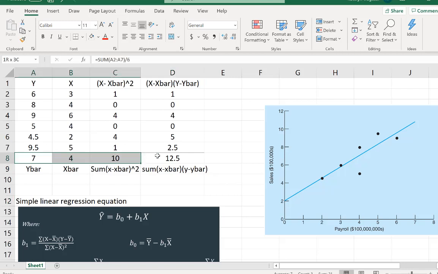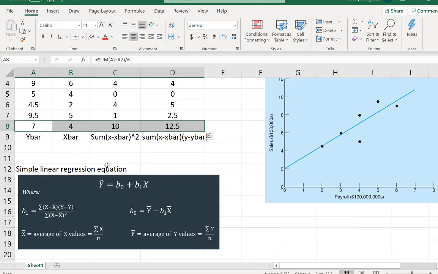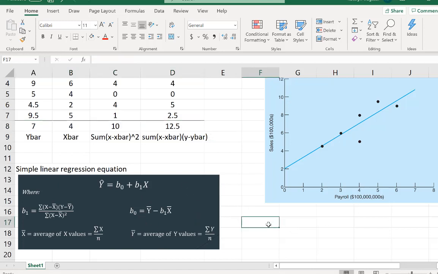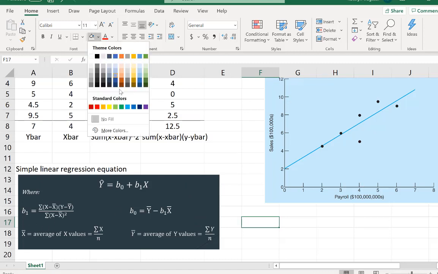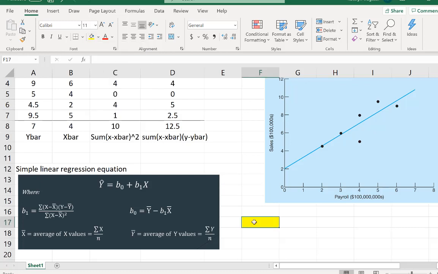Now we need to take these numbers, perform these calculations in the black box, and find our actual equation of that line. So B1, I'm going to calculate it just over here. I can make this cell yellow so you can follow along. So this is going to equal the sum of x minus x bar times y minus y bar, or that 12.5, divided by 10, the sum of x minus x bar squared. That is B1.